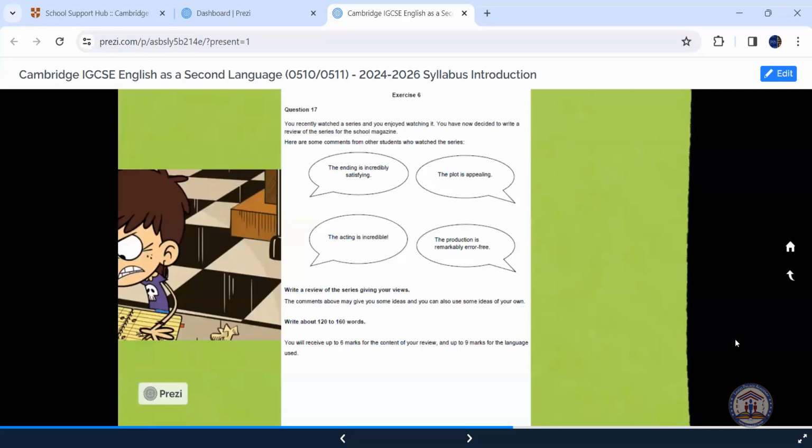And pay attention, if there are 4 bubbles in the specimen of Cambridge, they must be 4 bubbles in all the tests. If they are 2, they will be 2. So Cambridge, as I said, or in the IG system, they are so rigid, strict. They do not change anything. They give you the specimen or the sample, and you have to stick to this sample even when you make questions for your monthly test.